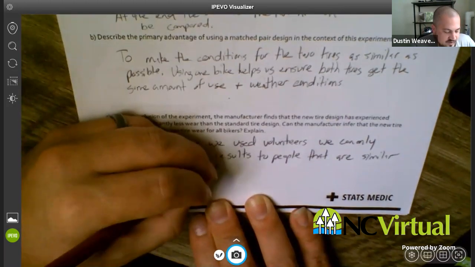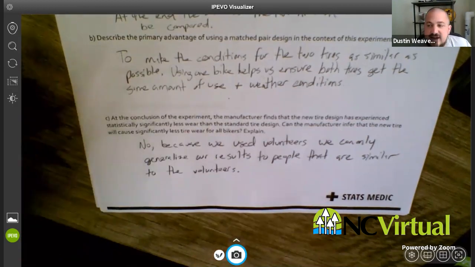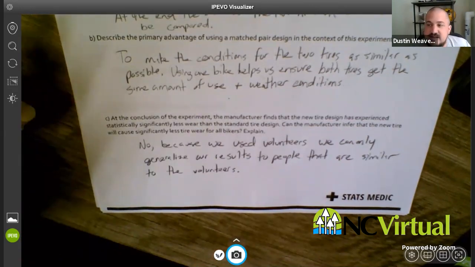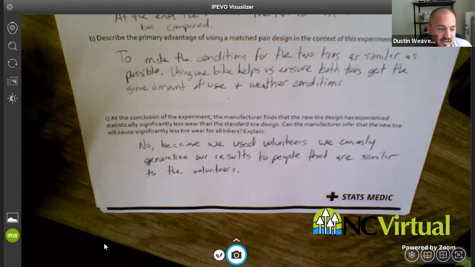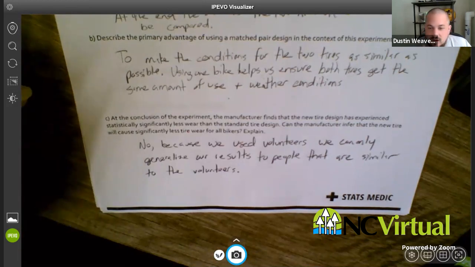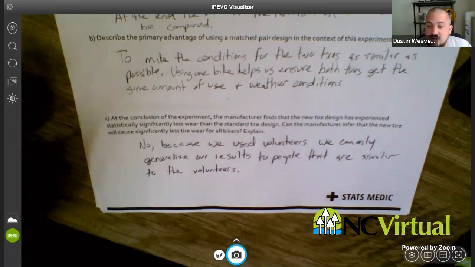Okay. So we used volunteers in this experiment, so we can't just generalize our results to the entire population. We can only generalize our results to people similar to the volunteers. And that's the key here, because we don't know if the volunteers are representative of all bikers.